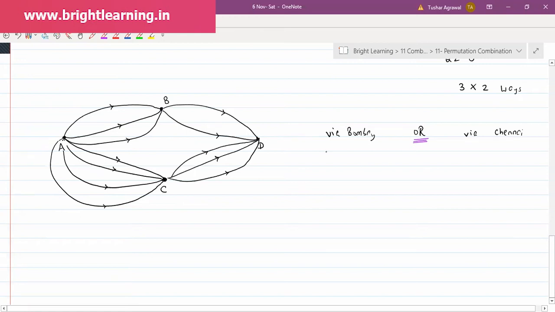So via Bombay, how many flights are there? Is it 3 multiplied by 2? Does everyone agree with me? P1, P2, P3. For 1 P, there are 2 Qs. So in total, I have 3 Ps. For 1 P, there are 2 Qs, so for 3 Ps, there are 3 multiplied by 2 Qs. Unitary method.